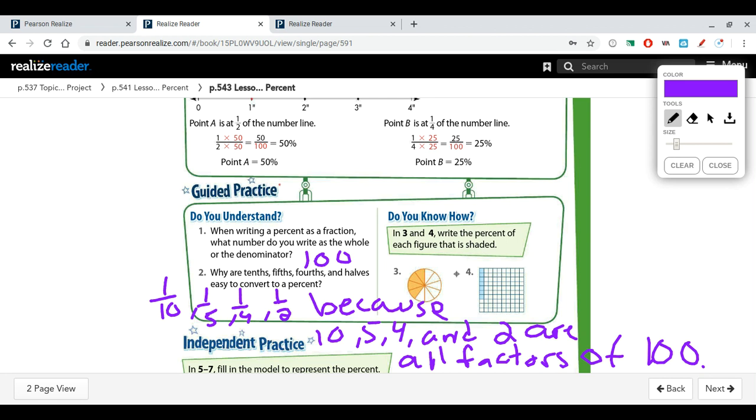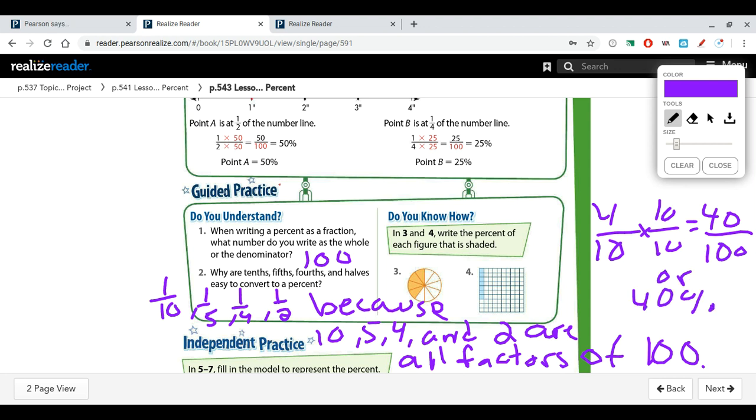In 3 and 4, write the percent of each figure shaded. If we count my total amount, I have 1, 2, 3, 4, 5, 6, 7, 8, 9, 10. So I have out of 10, so I'm going to write it as a fraction first. And then I have 4 shaded in. To get to 100, I would multiply this by 10. So this becomes 40 out of 100, or 40%. So number 3 is going to be 40%.